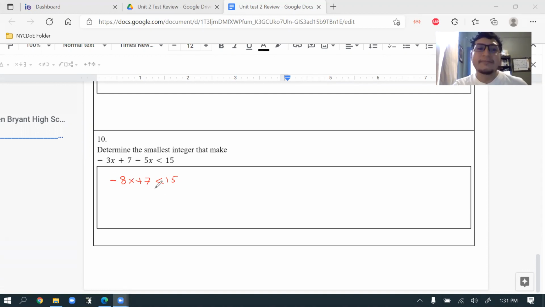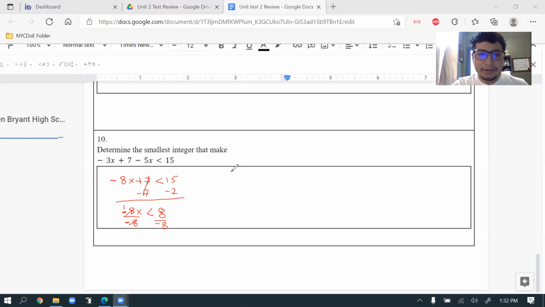So in order to reverse that, I'm going to subtract 7 from both sides of the inequality. 7 minus 7, that's 0. So on the left side, I'm going to have negative 8x is less than, and then 15 minus 7 is going to give me 8. And then finally, the inverse operation of multiplication is division, so I'm going to divide by negative 8 on both sides. Then negative 8 divided by negative 8 is positive 1.